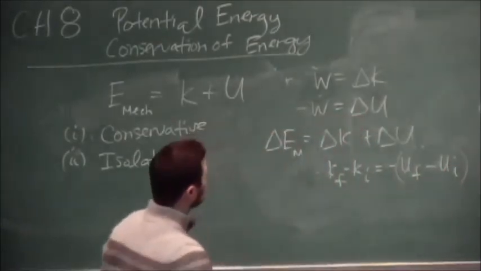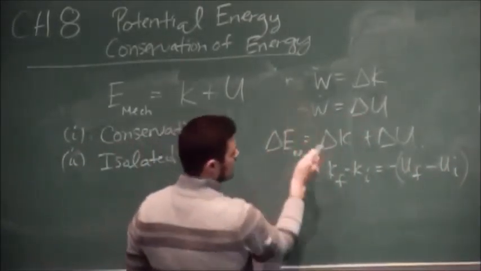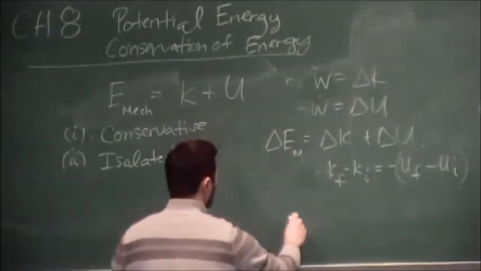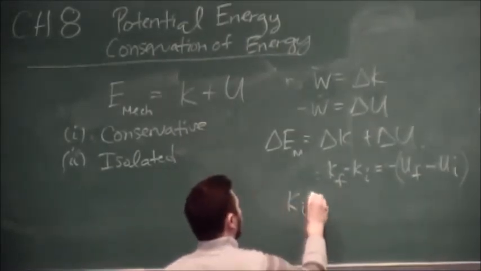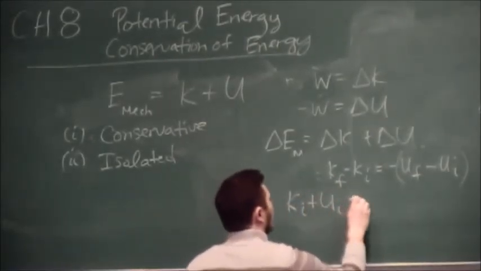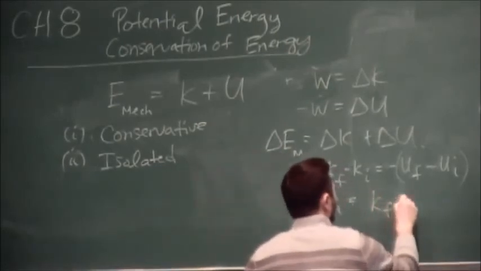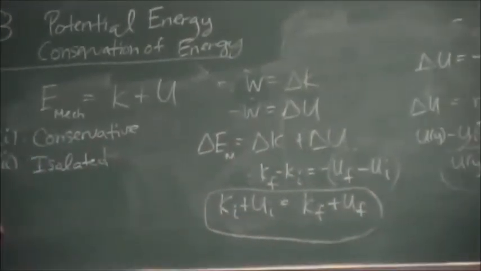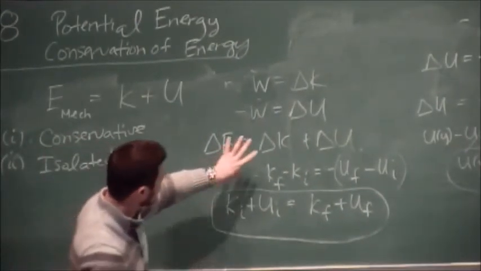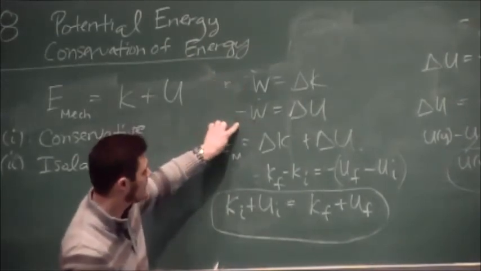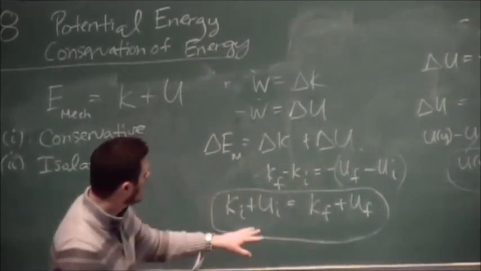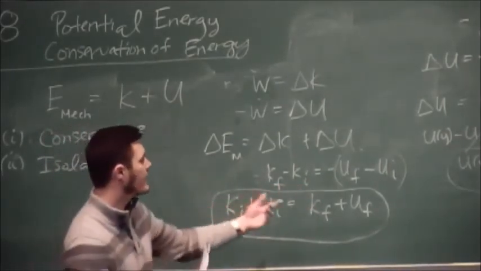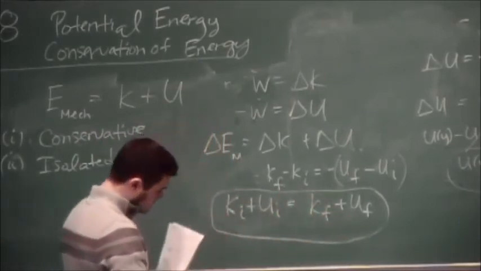I'm just setting them equal but negative through their work. Now I want to rearrange this, and this is something you definitely want to have written down: Ki plus Ui is equal to Kf plus Uf. All I'm doing is setting them equal to changes through their work, so I took the negative over here. That's the negative sign. Now I'm rearranging that. The initial kinetic energy plus the initial potential energy is equal to the final kinetic energy plus the final potential energy.